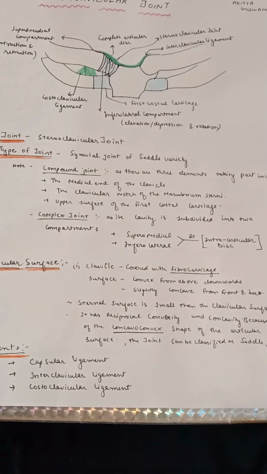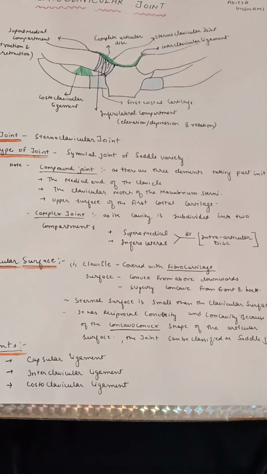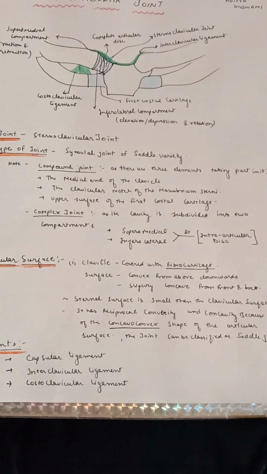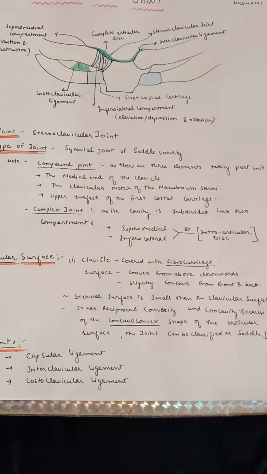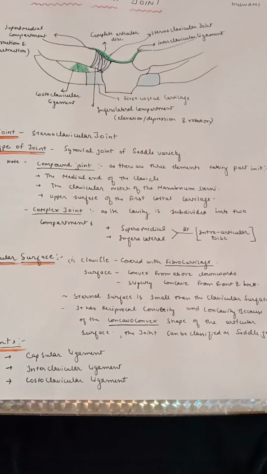Complex joint, as its cavity is subdivided into two compartments: supromedial and infralateral, separated by an intra-articular disc.